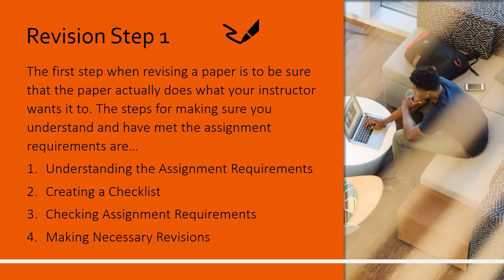There are steps that you can take to make sure that you have understood and met the assignment requirements. These are: 1. Understanding the assignment requirements, 2. Creating a checklist based on those requirements, 3. Checking your paper to make sure it meets those requirements, and 4. Making necessary revisions.